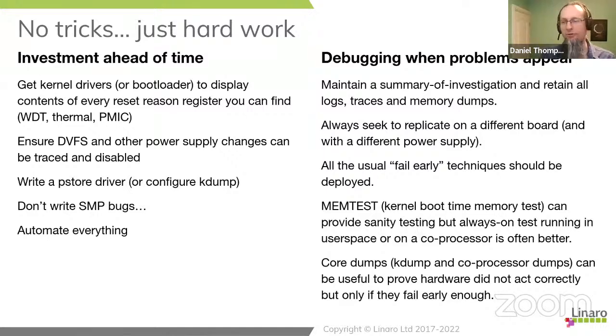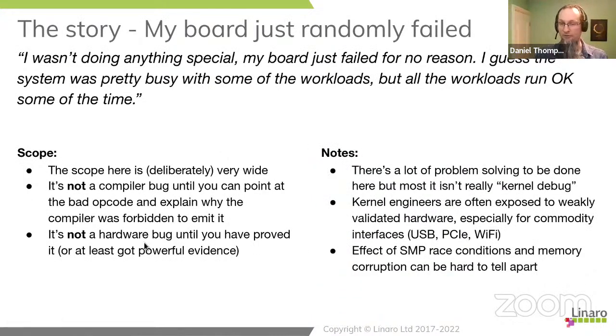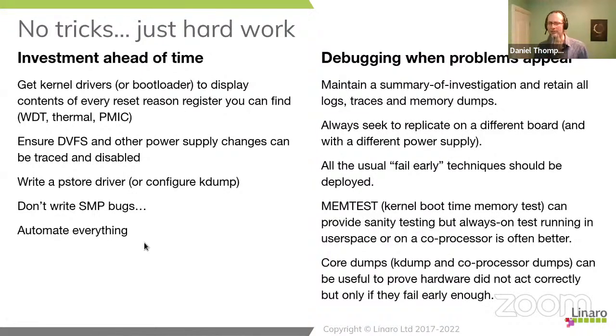Config mem test, the kernel boot time memory test, is not the right tool to tackle random failures. It's a useful sanity test, but if you are trying to tackle random failures and you're concerned that the memory reliability might not be there, always on memory tests running from either user space or from a coprocessor are typically a much better idea. And that gives you your smoking gun. If you're concerned that the memory is not reliable, it's not a hardware bug until you've proved it. And always on memory test is a really effective way to bring out a smoking gun.